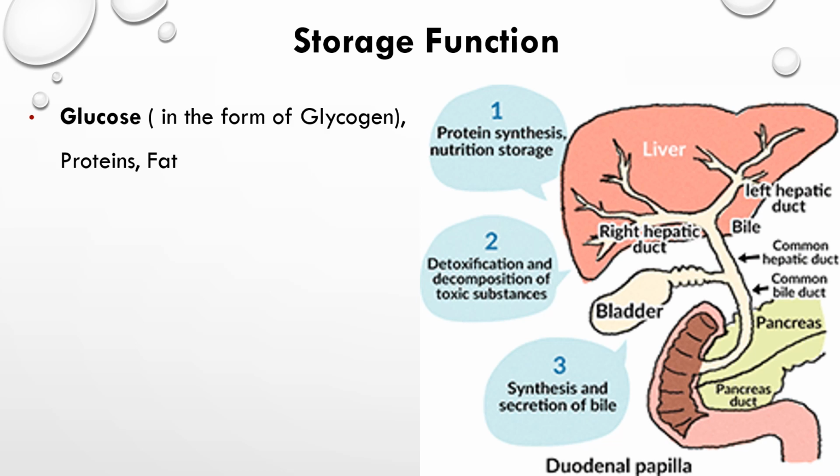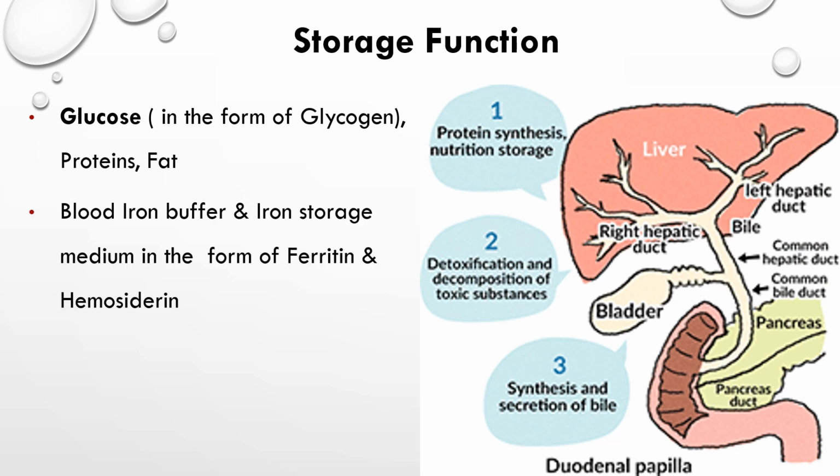Storage function. The liver stores the glucose in the form of glycogen and also vitamin B12 and vitamin A. The liver also acts as a blood ion buffer and ion storage medium. It stores around 60% of the excess of iron, mainly in the form of ferritin and also partly in the form of hemosiderin. It also stores vitamin B12 and vitamin A, as we have discussed.